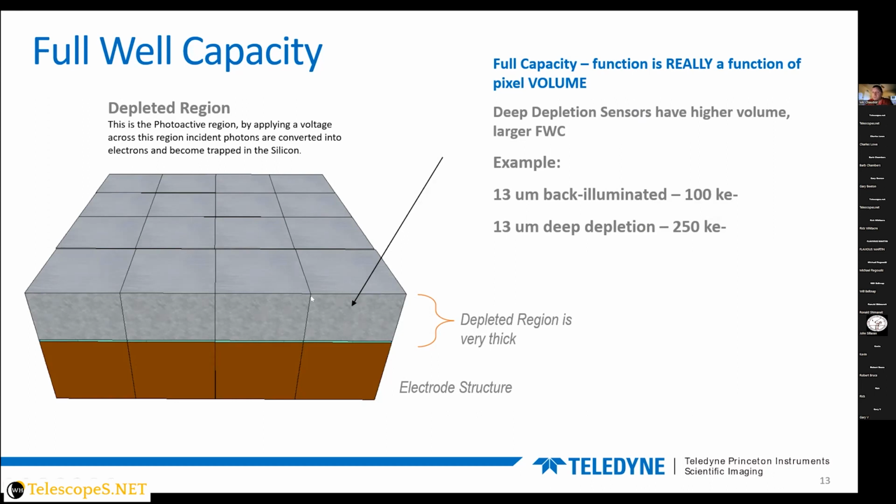Because the area is thicker that the photon has to go through, the volume of the well goes up, the full well capacity goes up. I show you an example here where the exact same sensor in a deep depletion and in a standard back illuminated version, you have 2.5 times the full well capacity in the deep depletion version. So this is another reason astronomers like deep depletion chips.